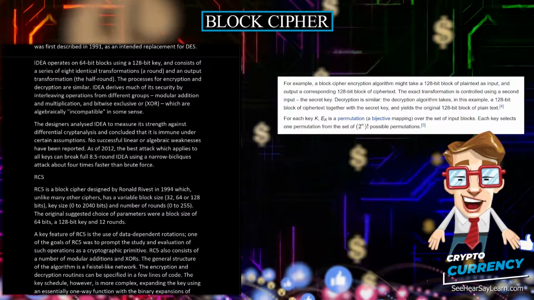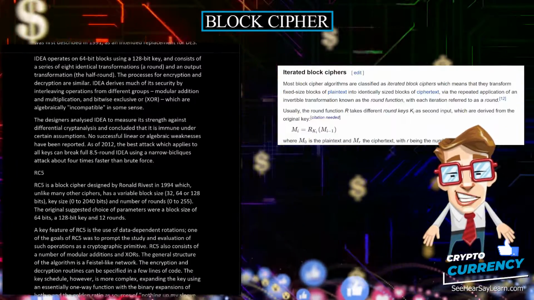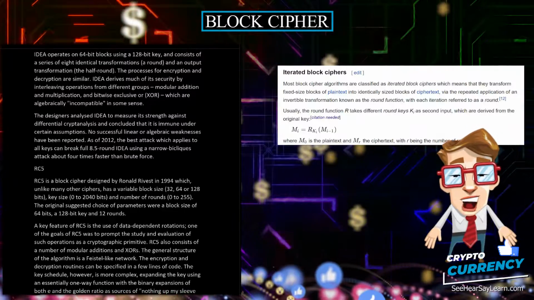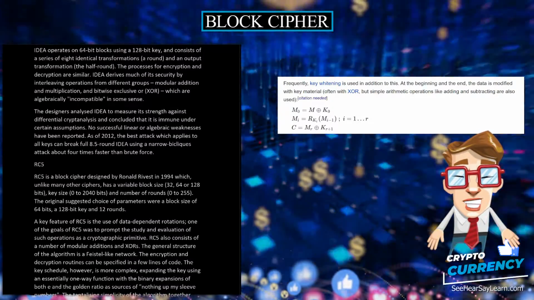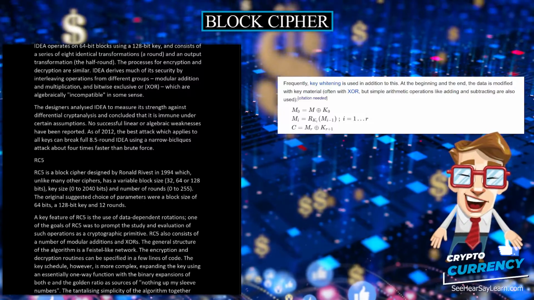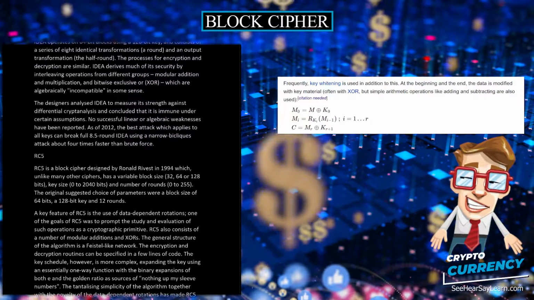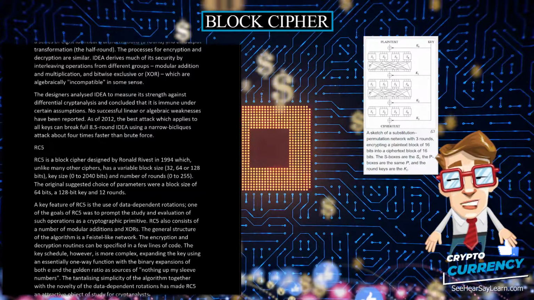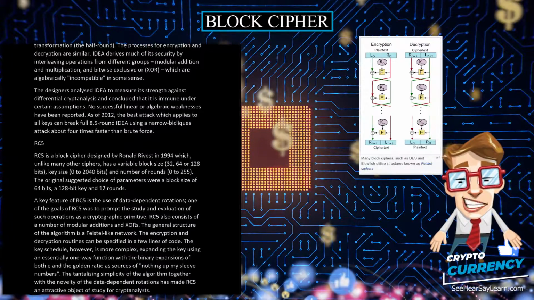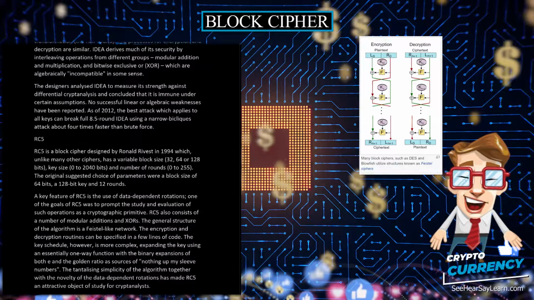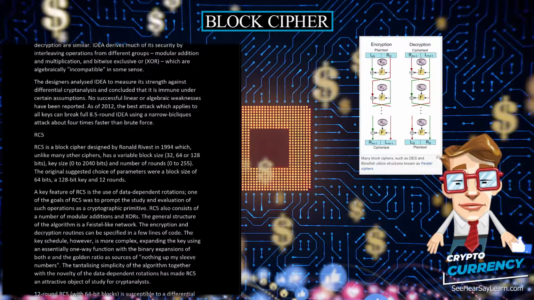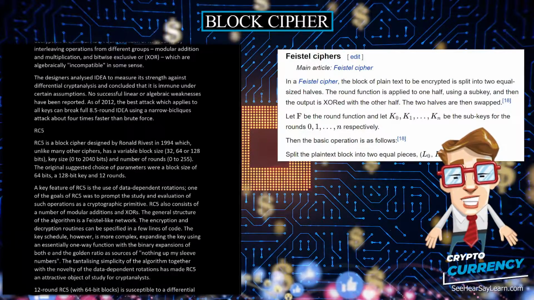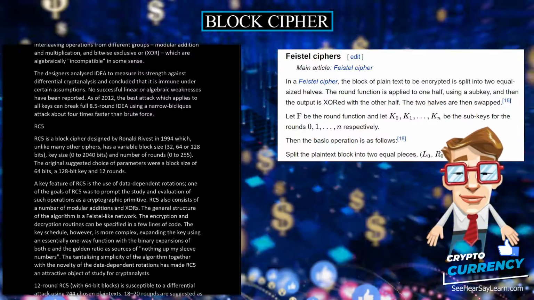A key feature of RC5 is the use of data-dependent rotations. One of the goals of RC5 was to prompt the study and evaluation of such operations as a cryptographic primitive. RC5 also consists of a number of modular additions and XORs. The general structure of the algorithm is a Feistel-like network. The encryption and decryption routines can be specified in a few lines of code.